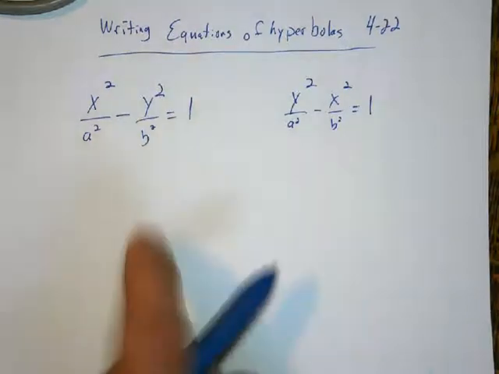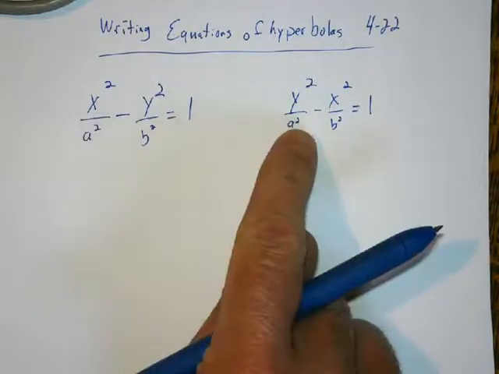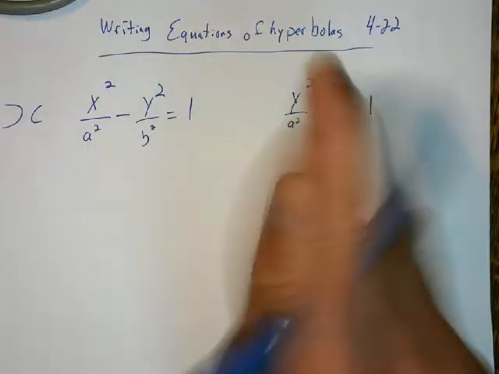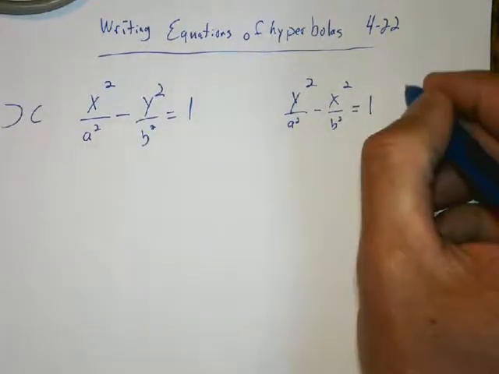Now, remember, it depends on which one they're going to be. If the x comes first, it means it's going left and right. If the y comes first, it means it's going up and down.